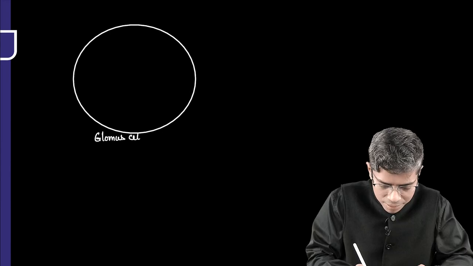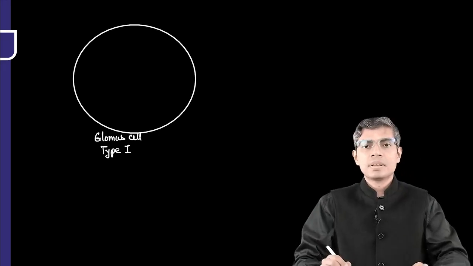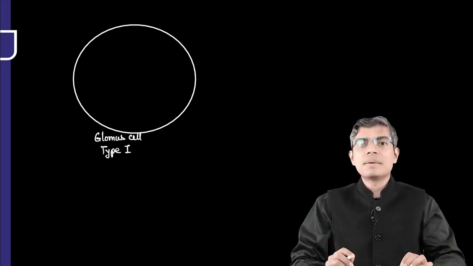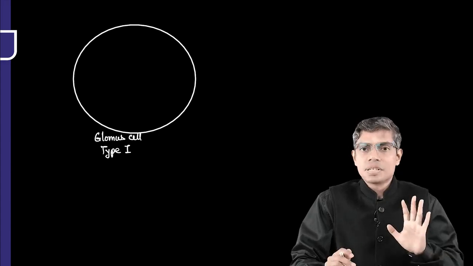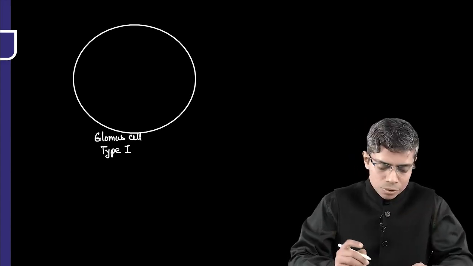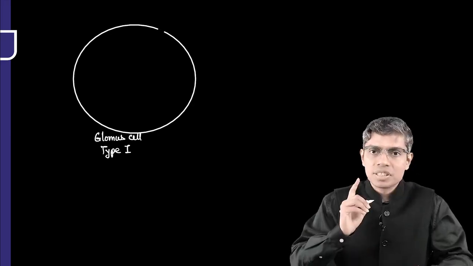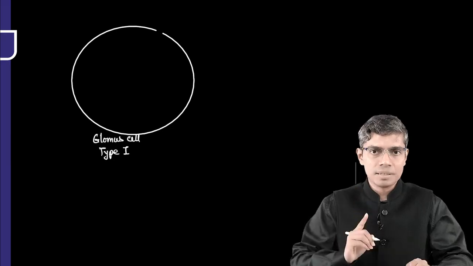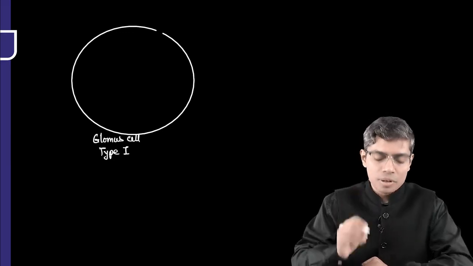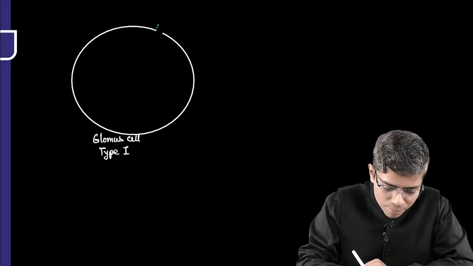Glomus cell, which type? Type 1, right? It will be activated by certain chemical signals in the blood, such as hypoxia. Let's start with hypoxia. This glomus cell contains one ion channel, and that is very, very important. You must remember, type 1 glomus cell contains one ion channel.